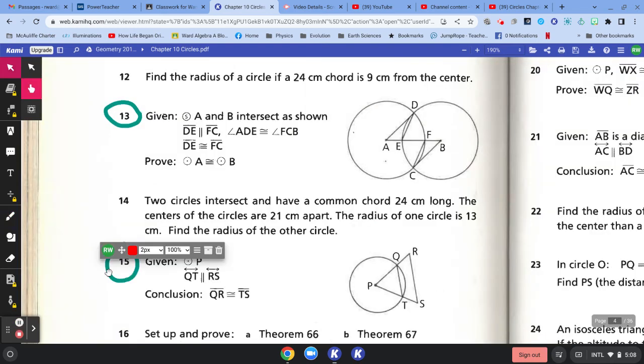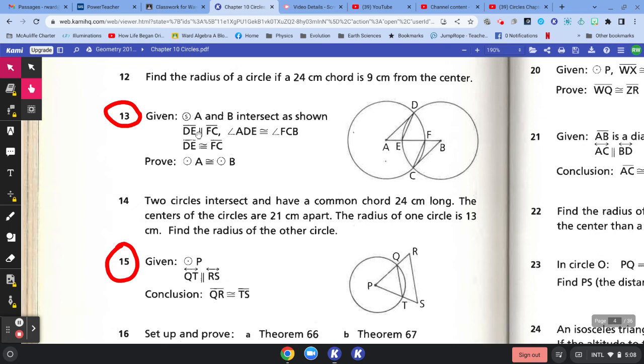Now let's take a look at number 13. Number 13 in here, we have been given circles A and B. When you see the circle with an S in it, that's a symbol for circles, plural. So circles A and B intersect as shown. So we got this diagram with the two circles making a nice little Venn diagram structure.